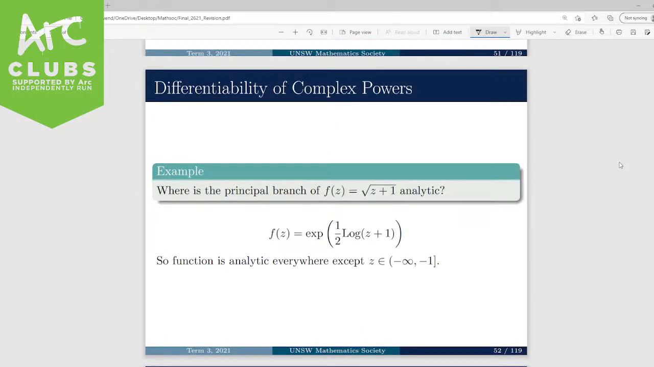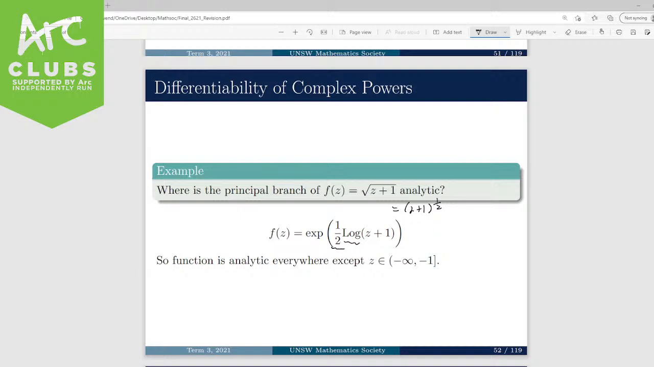Now, when it comes to differentiability of complex powers, you can see because of the definition of complex powers using log, it works out the same way as when we were trying to figure out the differentiability of logs. So just convert this root z plus 1 into the form that involves log. Using the complex power definition, remember root z plus 1 is just z plus 1 to the power of half. So bring the half down, and then remember principal branch means principal log of z plus 1.